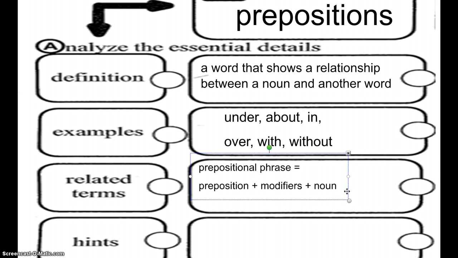And then we had a special name for this noun, and it's called an object of a preposition. And I'm going to try to squeeze this in here. Object of preposition.